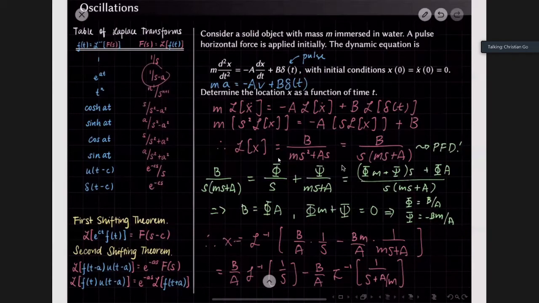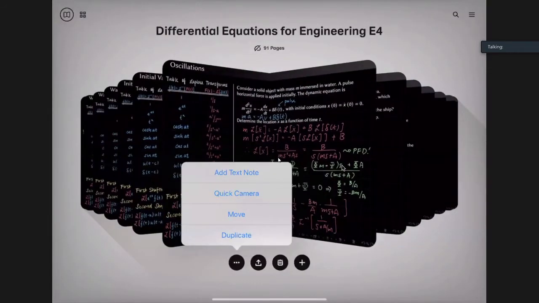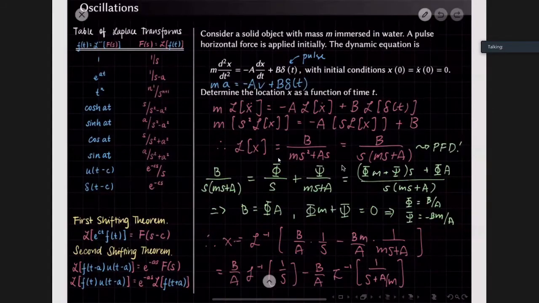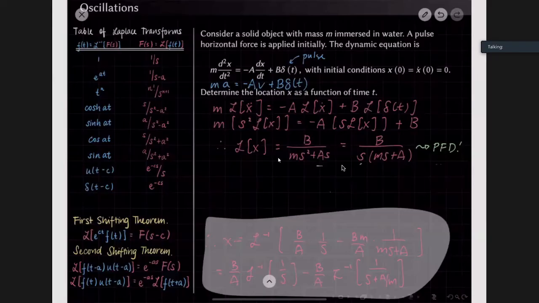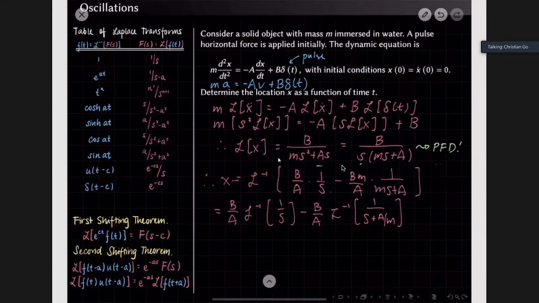Okay, so is there enough space? Now let's copy this to the next page. Let's not be stingy with space. Okay. So this is post partial fraction decomposition. So we're just ready to invert now. X is equal to B over A times 1 minus E to the minus T A over M. Done. Now, what does this say about the motion of your object in the water?